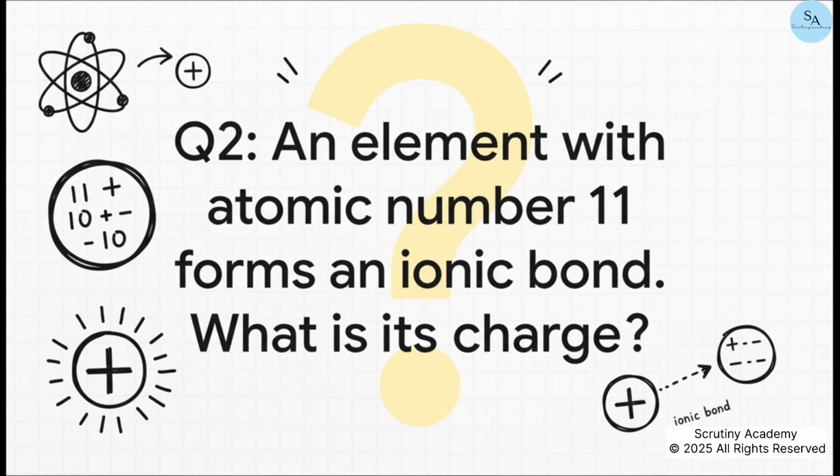Next one, an element with atomic number 11, that's sodium. And we already know its story, right? It has 1 valence electron. So what does it want to do? Well, it's way easier to just lose that 1 electron than to try and gain 7. And when an atom loses 1 negative electron, it's left with a charge of positive 1. So the correct answer here is A, plus 1.